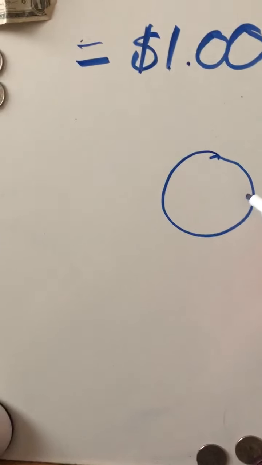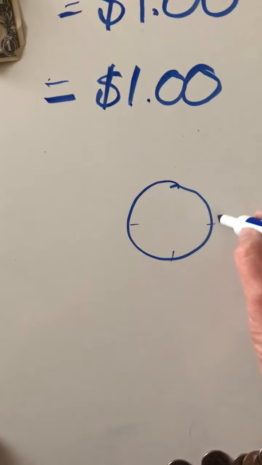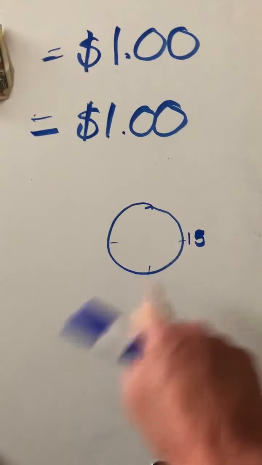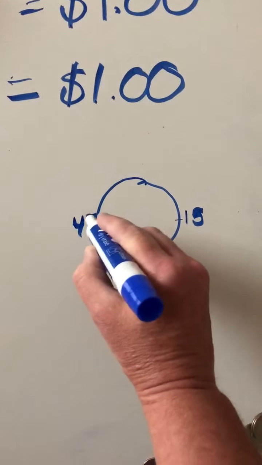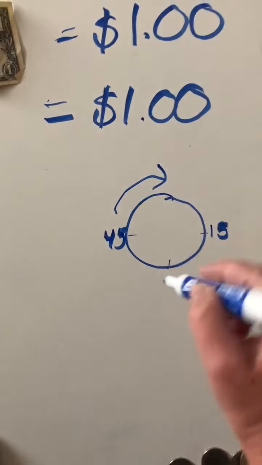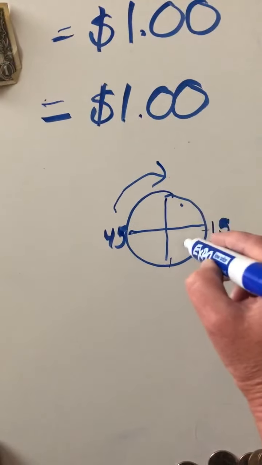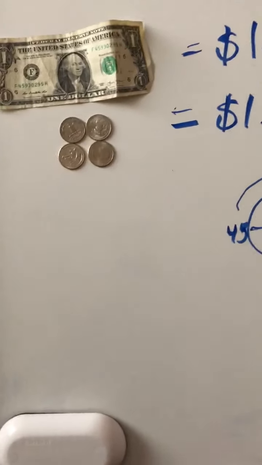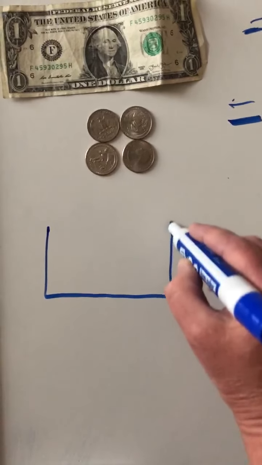The clock is divided into what we call 4 quarters. Because when it's 15 minutes past an hour, we say that it is a quarter past. Or if it's 45 minutes past the hour, we say that it is a quarter till the next hour. Why? Because you can divide a clock into 4 quarters. Well, it's the same thing with $1. You can divide $1 into 4 quarters.